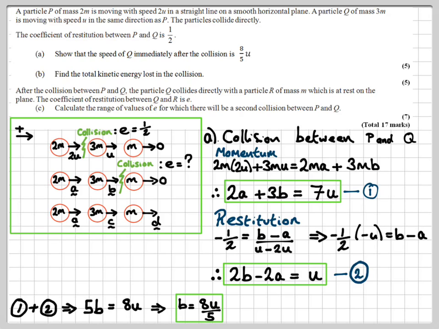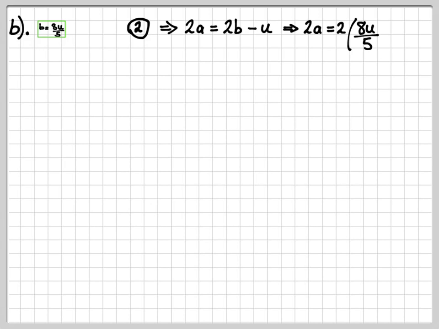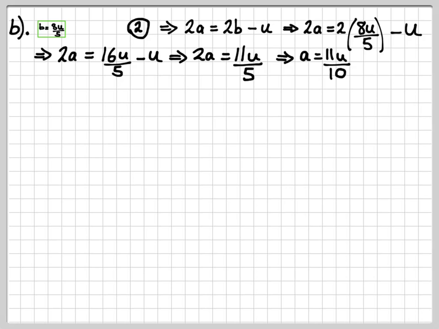The next part says find the total kinetic energy lost in the collision. So what I need is I need to know what the velocity of a was. Let's see what happens. I'm just going to put my information down again. So this time I'm going to plug that value into one of the equations, and I will find out the value of a is 11u over 10.